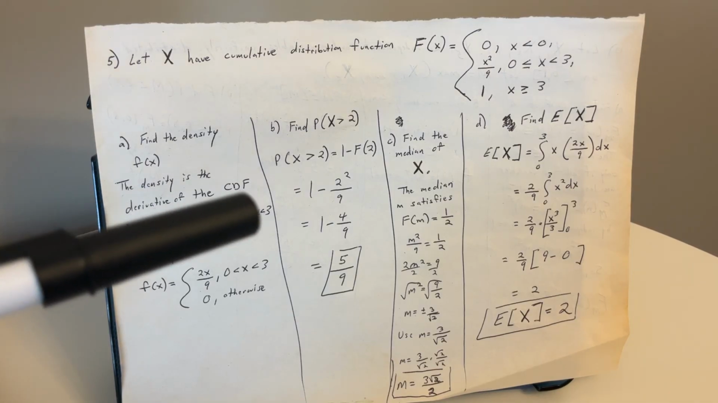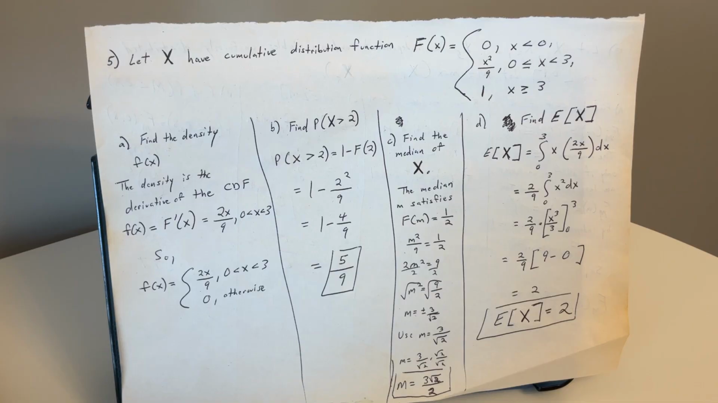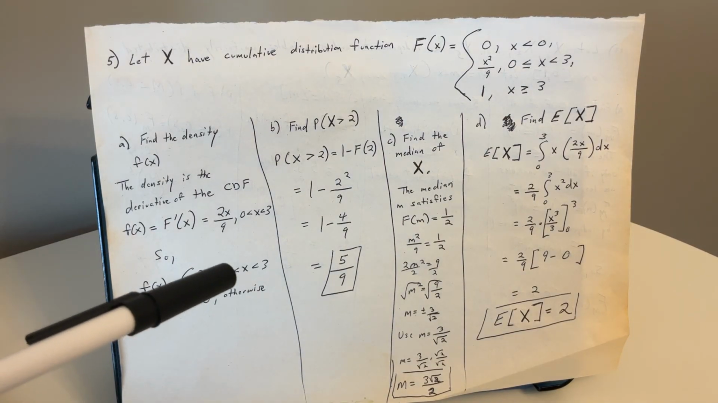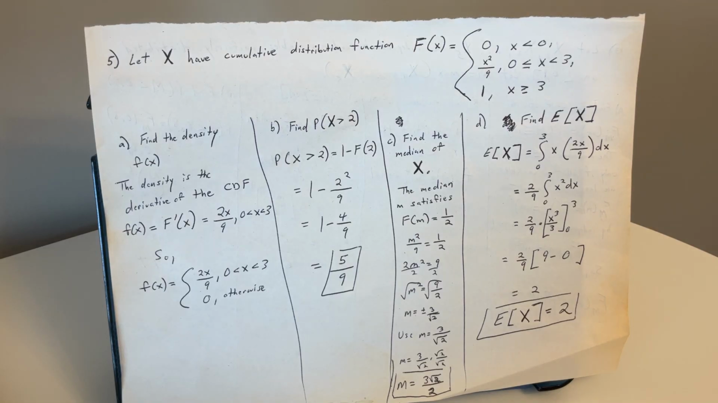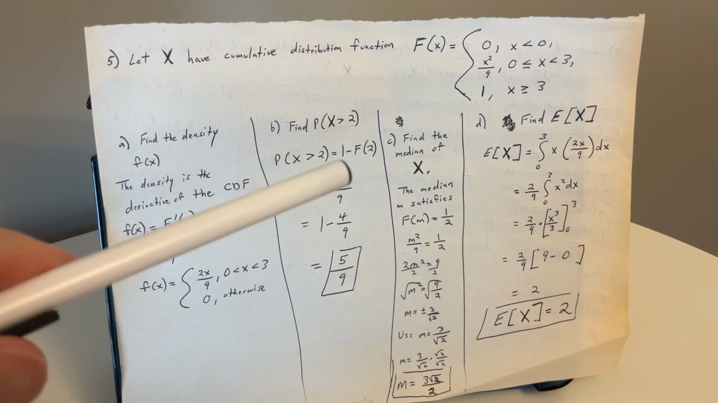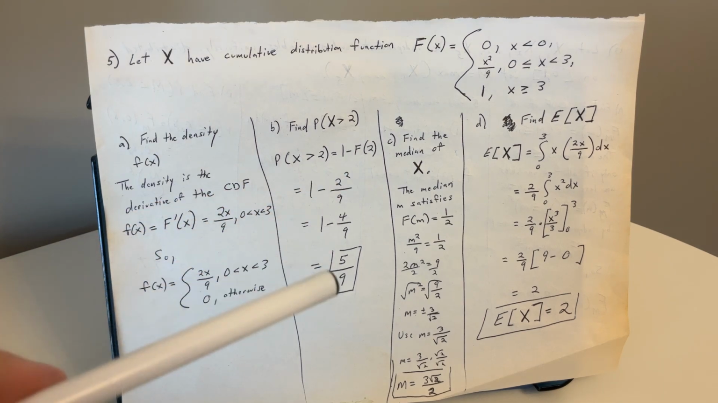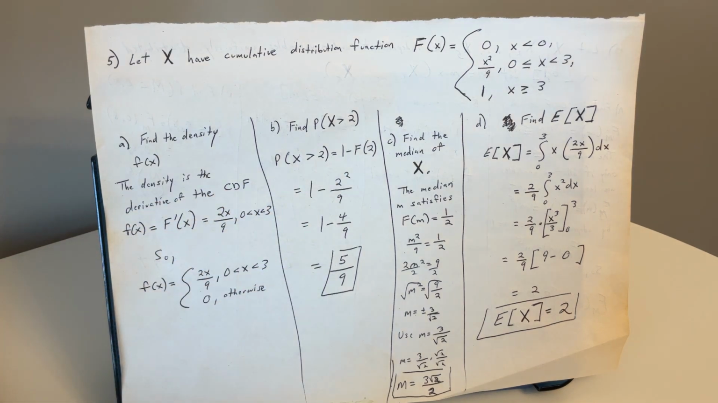You get 2x over 9 for the domain 0 is less than x is less than 3. So we could write that as f of x equals 2x over 9 for the domain 0 is less than x is less than 3, and the output values will be 0 otherwise. For part B, probability of X is greater than 2. It's going to be 1 minus F of 2. So it's just going to be 1 minus 2 squared over 9, and you're going to get 1 minus 4 ninths, 5 ninths.